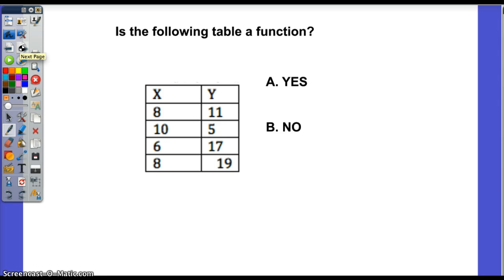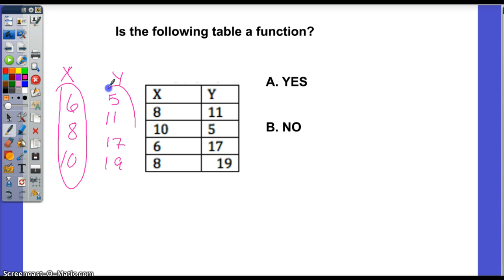But first, let's look and see if this table is a function. Whenever I'm doing a table, I like to make it a mapping. So in our x's, we have 6, 8, and 10. In our y's, we have 5, 11, 17, and 19, if I put them in order. 6 maps to 17. 8 maps to 11, but 8 also maps to 19. Right away, x maps to 2 values. So no, it is not a function.